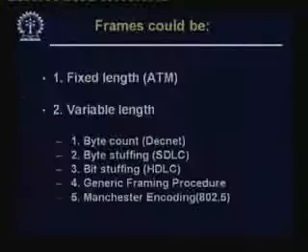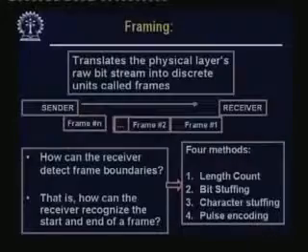So, now let us look at the specific issue of framing. It translates the physical layer's raw bit stream into discrete units called frames. The sender is sending and the receiver is receiving. The sender has sent frame 1, frame 2 to frame n. So, you see n frames are in transit, going from the sender to the receiver.